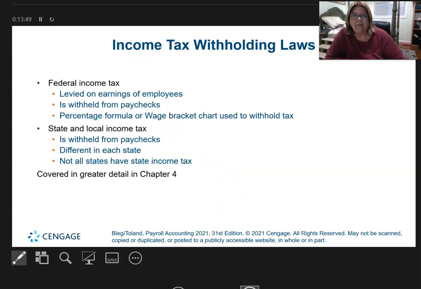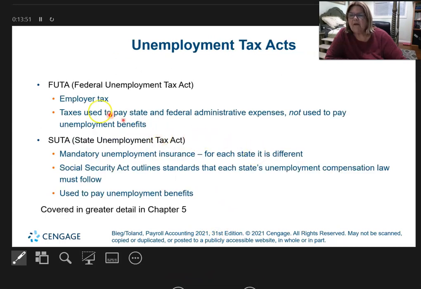Next, we're going to look at the unemployment tax. Okay, the unemployment is federal and state. Everything is federal and state here. So FUTA is the federal unemployment and SUTA is the state. Now, first of all, I said that you as the employer will be paying the unemployment tax. The employee does not pay any of this tax.